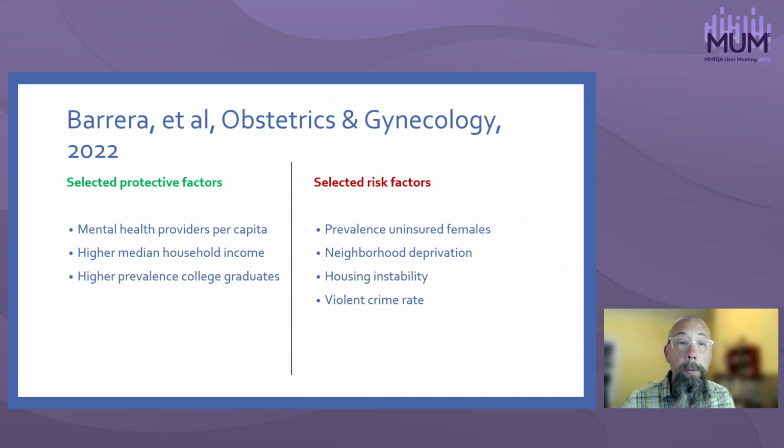But on the flip side, there were selected risk factors. So in other words, when these factors were higher, there were significant increases in the pregnancy-related mortality ratio. So for example, as the number of uninsured females increases, or as the neighborhood deprivation, or the prevalence of housing instability, or violent crime rates increase, we also see significant and meaningful increases in pregnancy-related mortality. This isn't the end of understanding the evidence base for these indicators, but it's a first step in that process, and it's something that we're going to continue to work on.